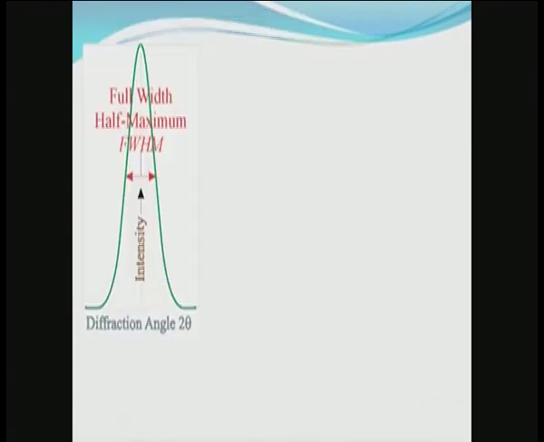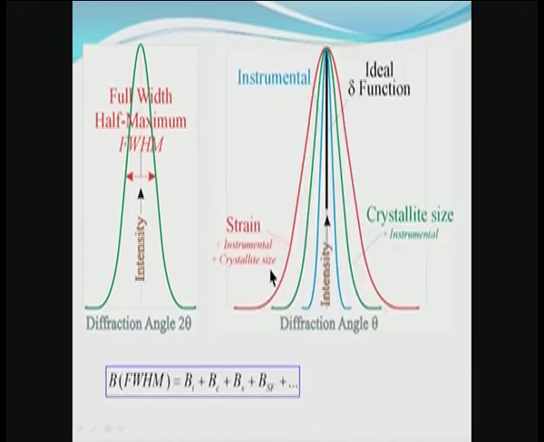Now, let us look at this FWHM as is shown over here. What we see is that it is a sum of broadening due to crystallite size, instrumental factors and strain, and if none of this was present, then you would get this black line over here, which is an ideal delta function. Therefore, the full width at half maximum B is the sum of contributions from these various factors that we just mentioned.